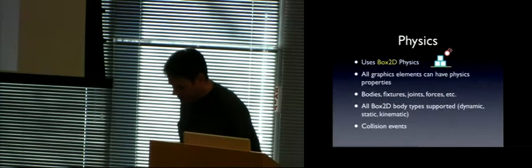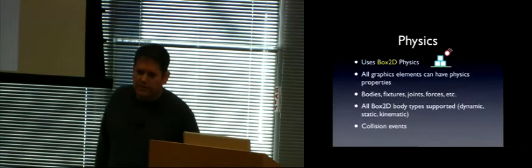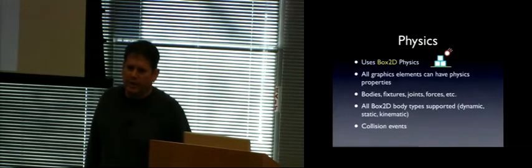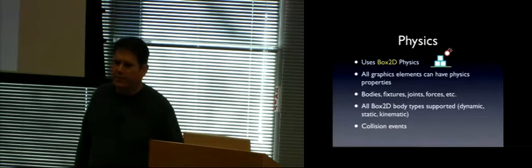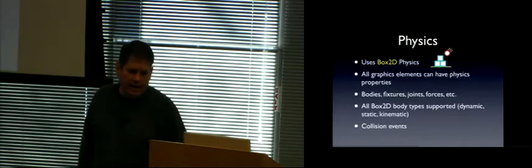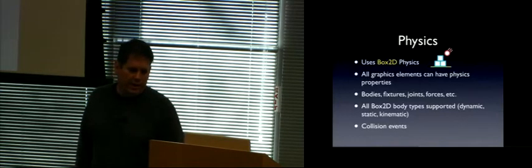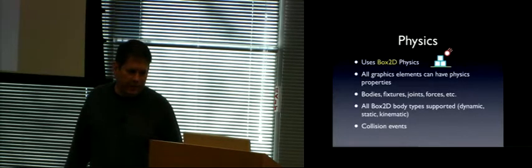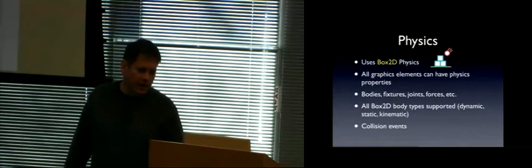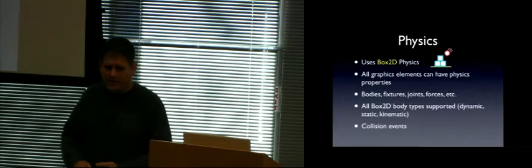Again, I mentioned that Gemini provides a physics API, and basically this is done using the Box2D physics library, which is an open source library that some of you may be familiar with. Any graphic element that you create in Gemini can be assigned physics properties. This includes giving it bodies, adding fixtures and joints, and all the things you can do with Box2D you can do in Gemini, including applying forces, setting velocities, hooking things together through joints, and all the Box2D body types are supported, which is dynamic, static, and kinematic.